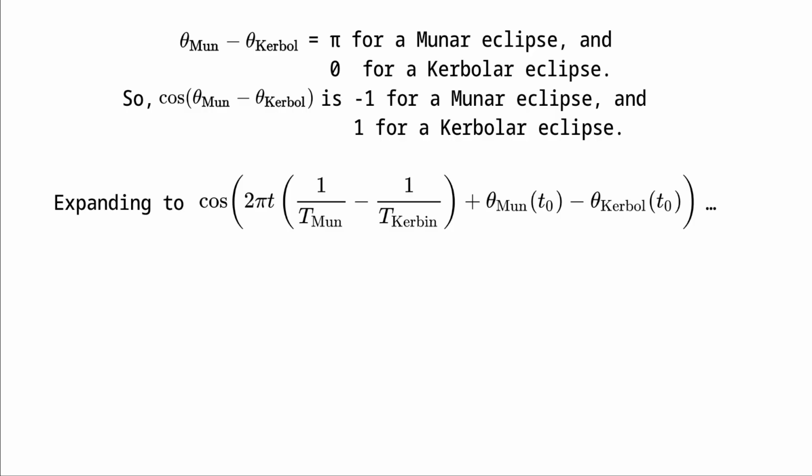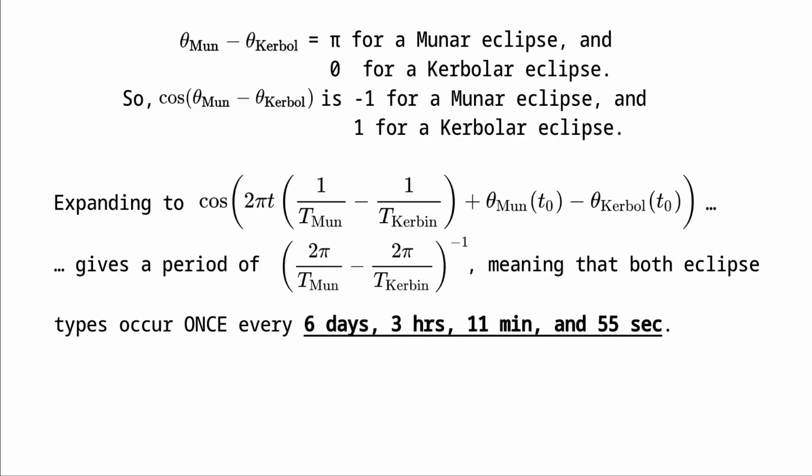This is useful because the properties of the sine and cosine functions allow us to extract the frequency, and thus the period of eclipse occurrences of a particular type. We see that the period of eclipse occurrence depends on the periods of the moon and Kerbin, which are known quantities, and is equal to 6 days, 3 hours, 11 minutes, and 55 seconds.